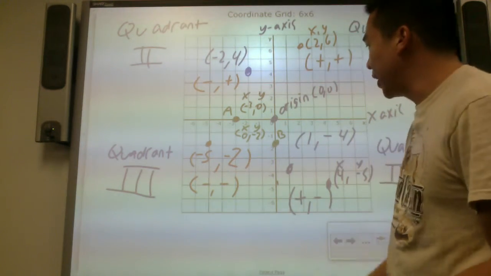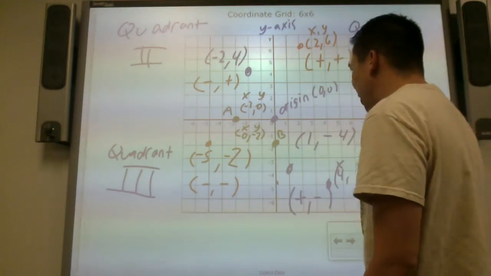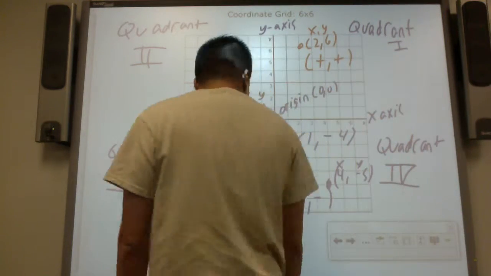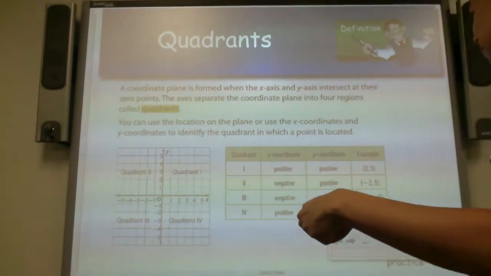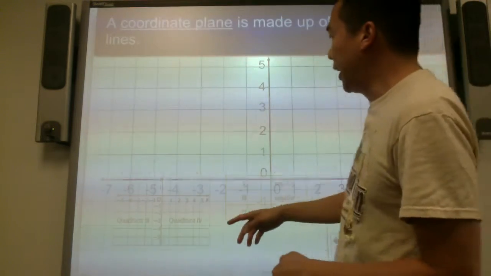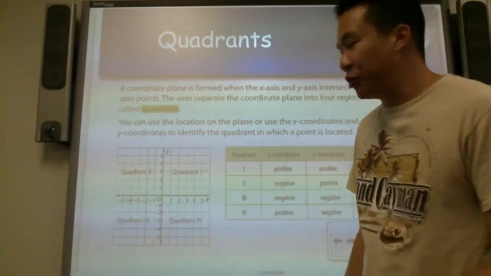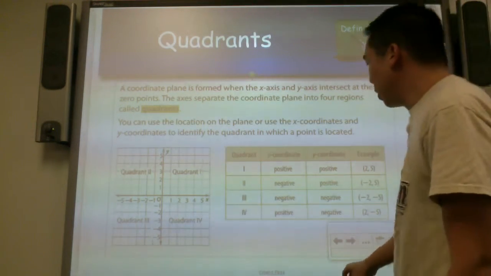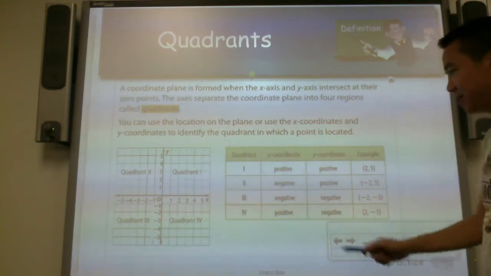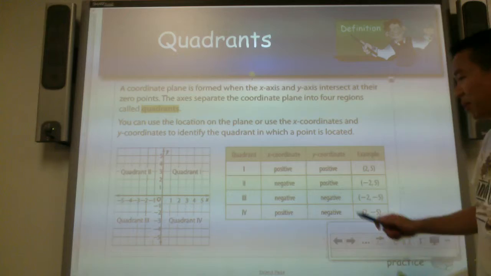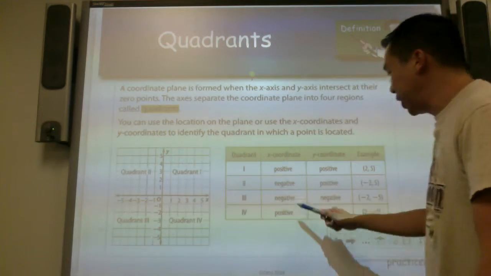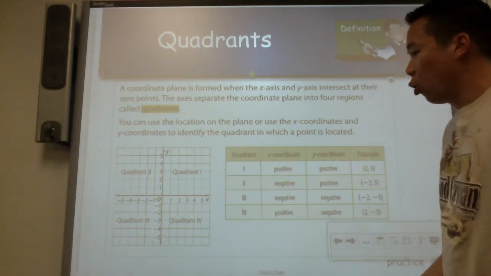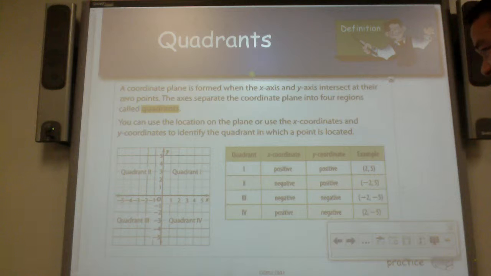Which quadrant is it located in? It's not located in any quadrant. It's located on the y-axis. So again, a coordinate plane is divided into 4 quadrants. Quadrant 1, Quadrant 2, Quadrant 3, Quadrant 4. As you notice, numbers in Quadrant 1 are both positives. Numbers in Quadrant 2 are negative, positive. Numbers in Quadrant 3 are both negatives. And points in ordered pairs in Quadrant 4 are positive, negative.